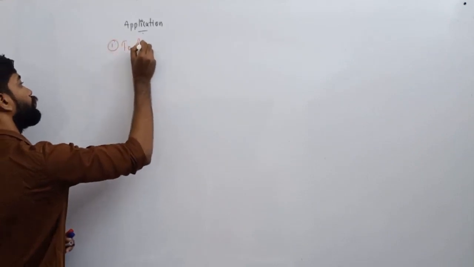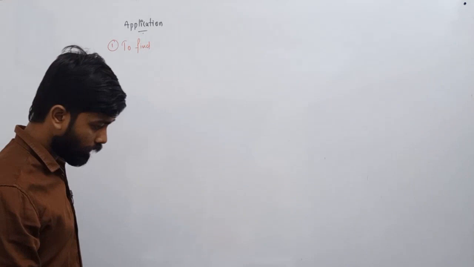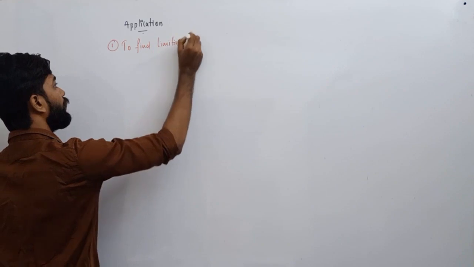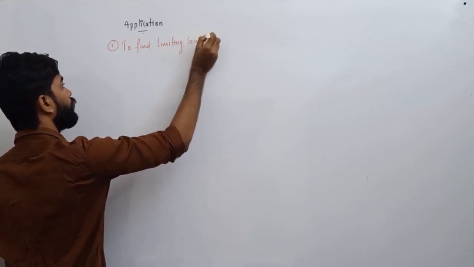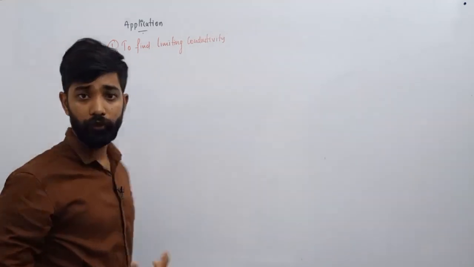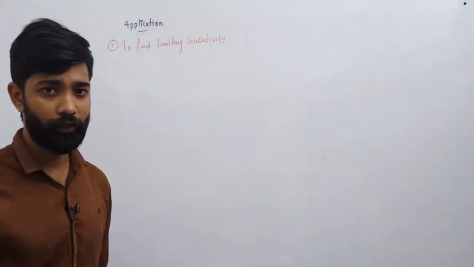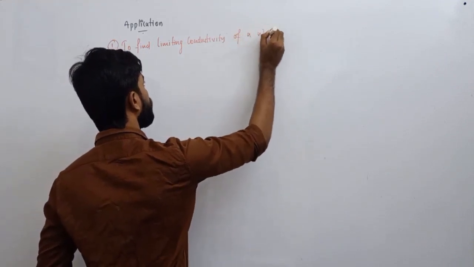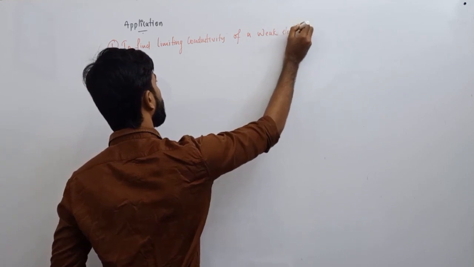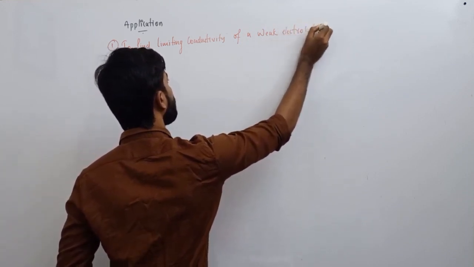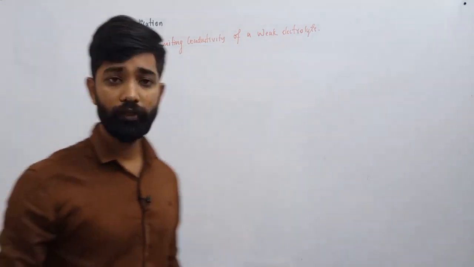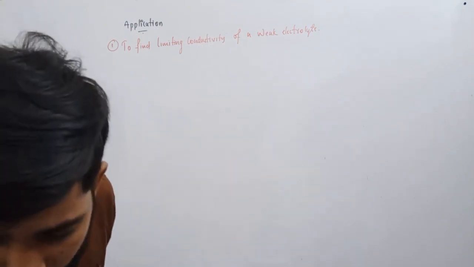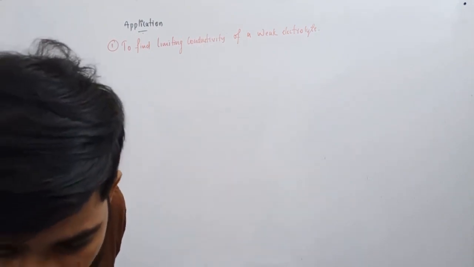to find limiting molar conductivity or limiting conductivity, whatever it may be, molar conductivity or equivalent conductivity. We can find the limiting molar or limiting equivalent conductivity, simply limiting conductivity, of a weak electrolyte. We can very easily find the limiting conductivity of a weak electrolyte. That is the first application. Ready? Okay. So let's check how we can find that.